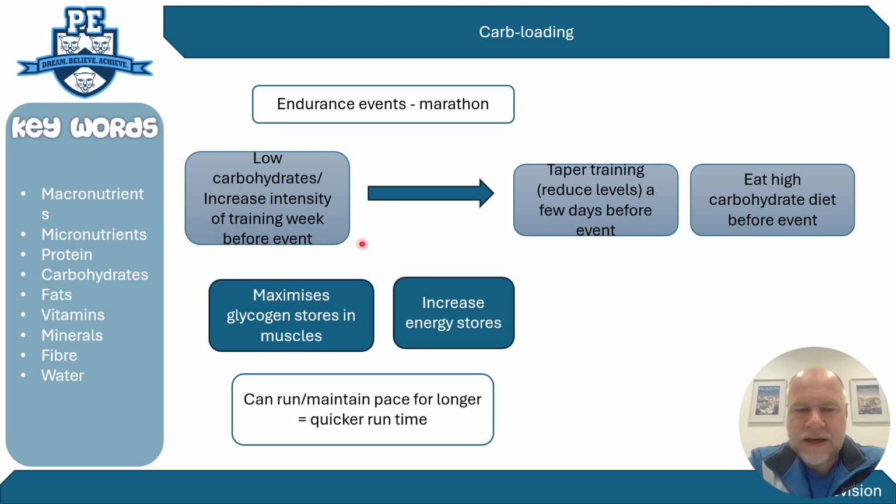And what that does is it maximizes the glycogen stores, the stores of carbohydrate. It's called glycogen in your muscles. You're maximizing those stores, and it gives you that little bit more energy, increases your energy stores ready to do the event. And if we remember going back to the application, therefore we can run for longer, we can maintain our pace for a longer period of time, which will essentially help us run quicker, cycle quicker, swim quicker and further, and therefore win the event.